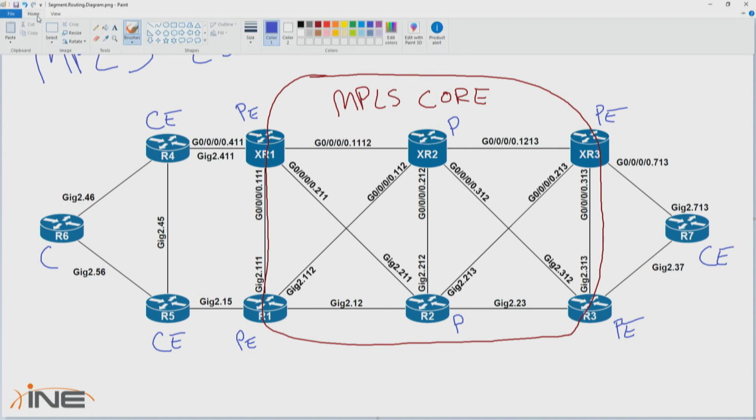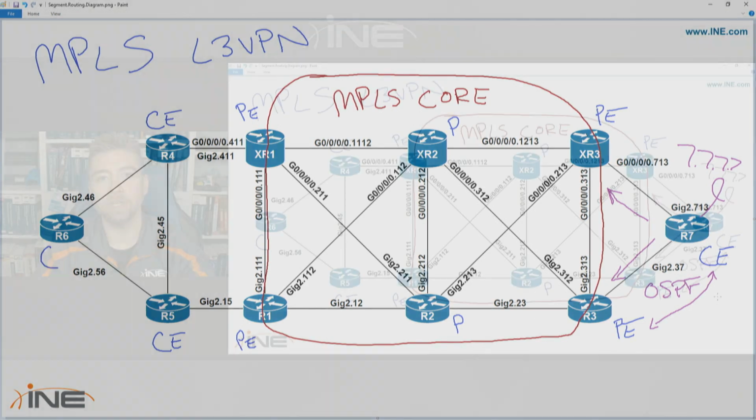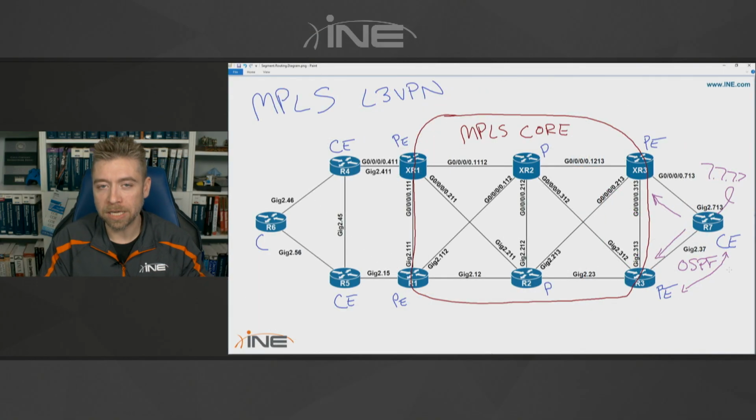So on the right-hand portion of the network, we have router 7 that is advertising its loopback 7777. This is being advertised to XR3 and to router 3 through OSPF. OSPF in this case is the PE to CE routing protocol. Once it gets to the edge router, or the provider edge, the PE, landing on router 3 and XR3, they need to convert this between protocols. They're going to be redistributing between OSPF and BGP.